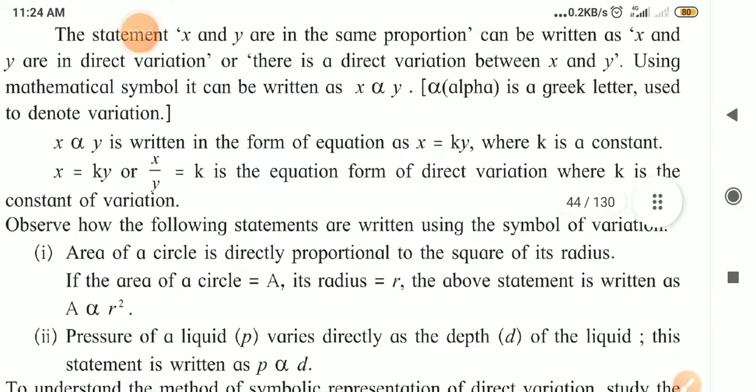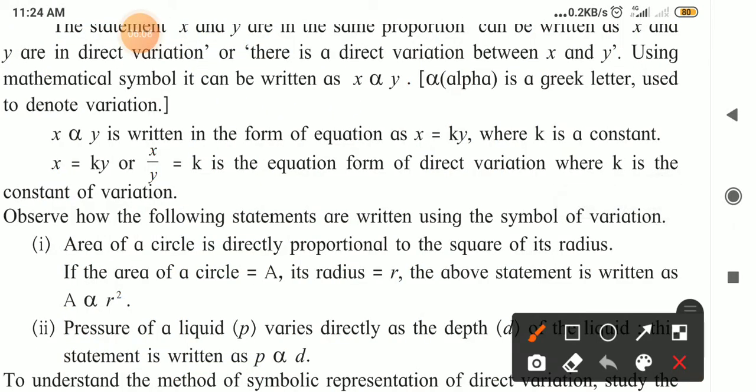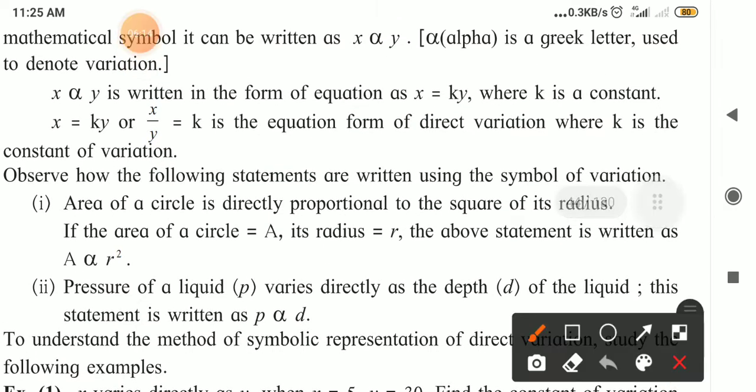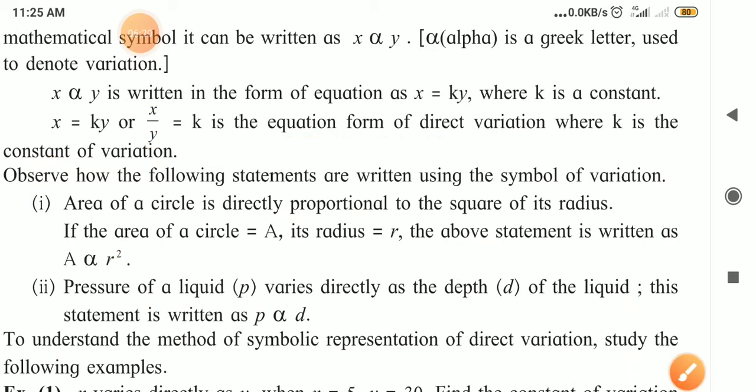It is written in the form x is equal to ky. Just now I showed you that k we have to take as a constant. K is a constant. So x is equal to ky and x upon y is equal to k. In the equation of direct variation, k is the constant of variation.